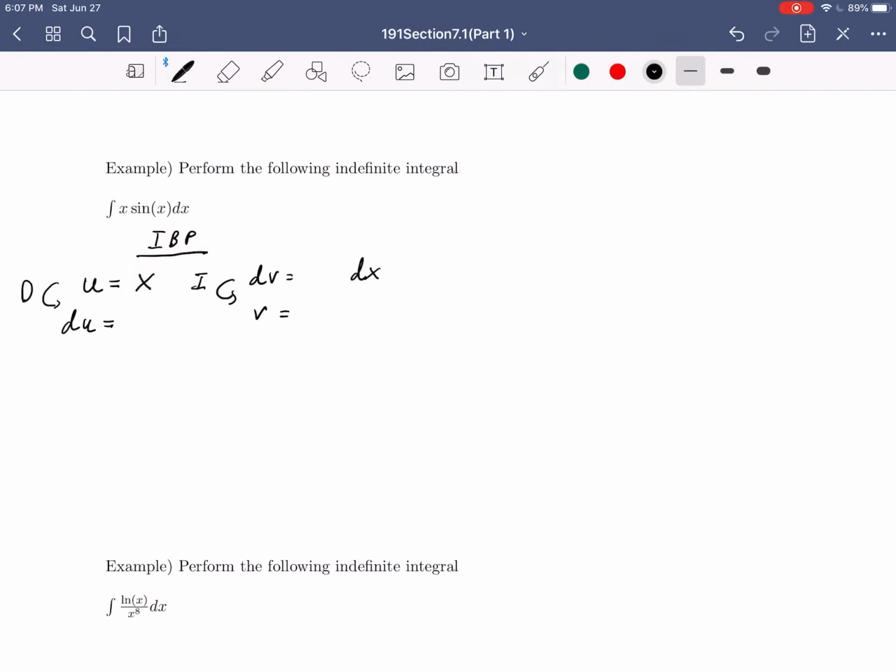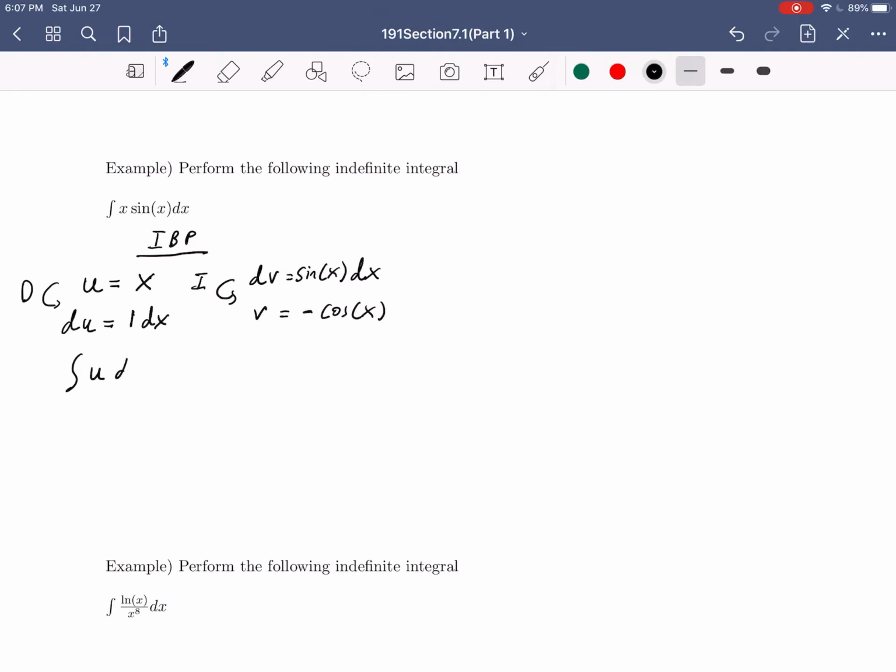So we'll pop the x here, and we'll make the dv sine x dx. Under differentiation, our du is going to be 1 dx. Now the dx will be on the du. And under integration, the integral of that sine of x is negative cosine x. So now we're ready to use our integration by parts.